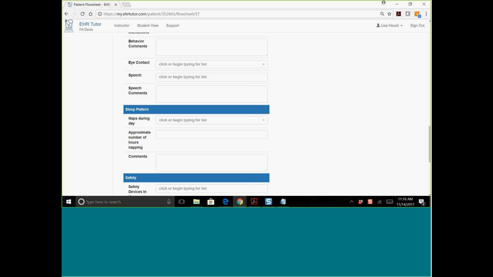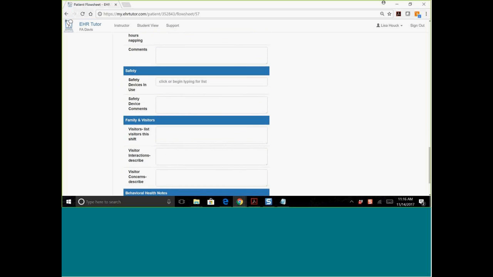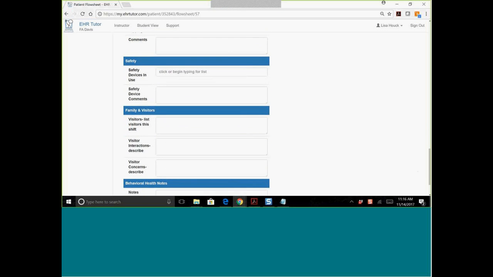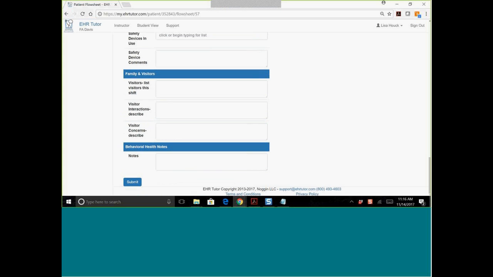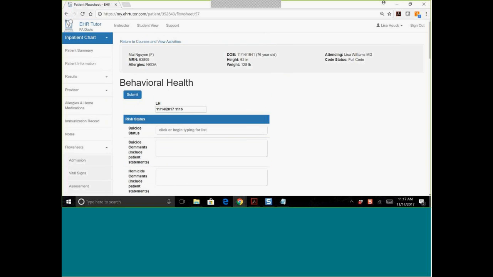So what is not in the drop-down boxes, there is always a place to chart all the information that you need to add other than that. Safety, it talks about the family and visitors. And then we have our area that we can do our behavioral note down here. So anything that wasn't addressed up above, we can put here, and all of the behavioral health information then can be held in one spot rather than having to go back to the narrative note area. So anyway, that's how that works.